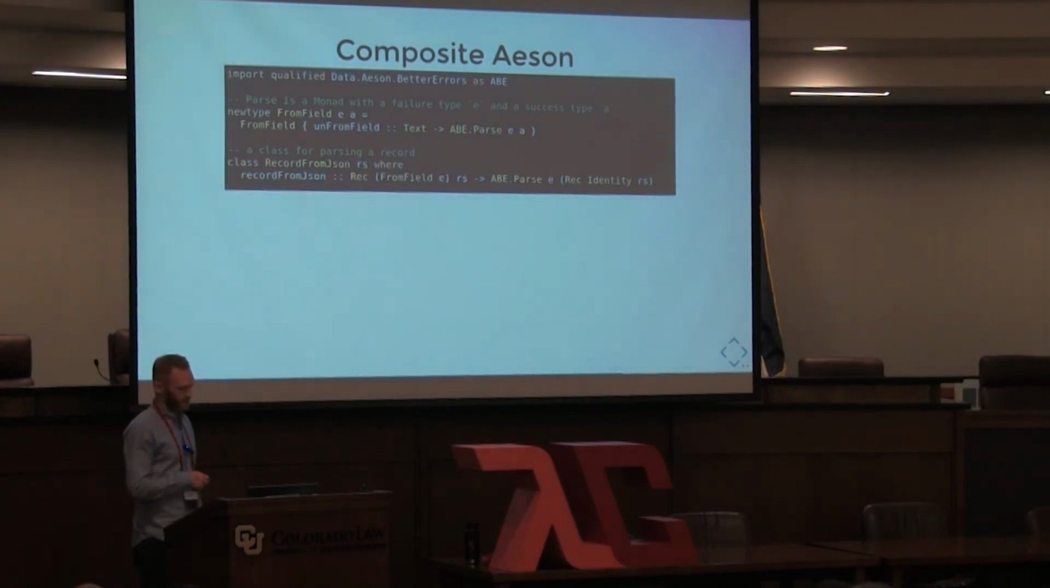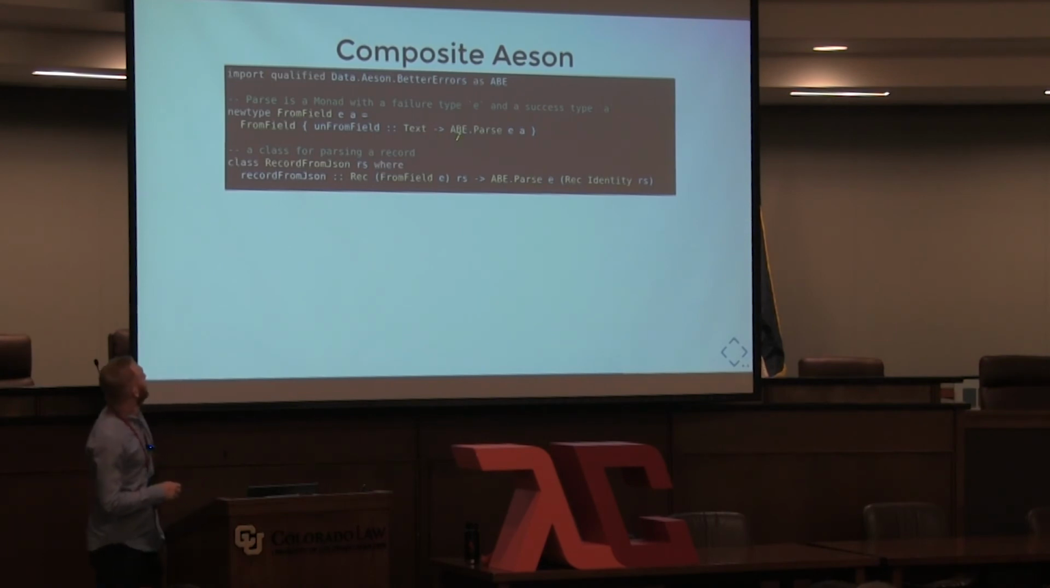So first thing, we have this other library called Aeson Better Errors. If you haven't used it, please do so. It gives you errors that are better than the regular Aeson library. We basically define this FromField functor that's going to have this error type on the left and a success type on the right. Same thing as your Either type. And it's going to take some JSON key and return a parser for that JSON key that fails in E and succeeds in A.